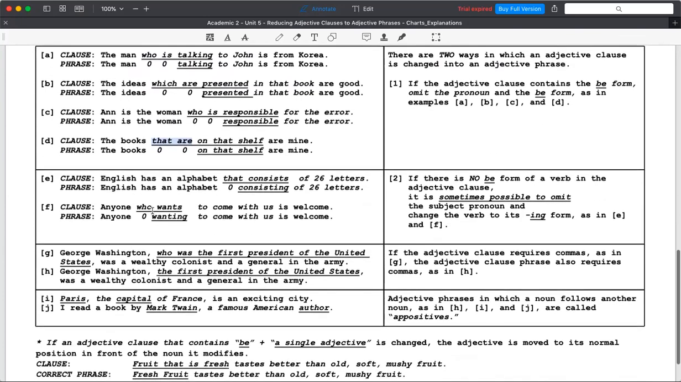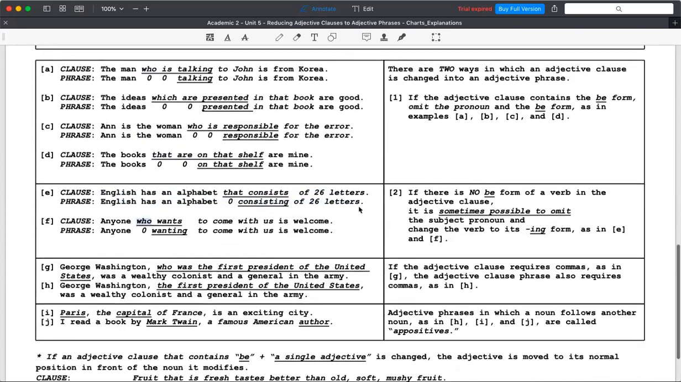But if I have just the verb and there's no verb be, like "English has an alphabet that consists of 26 letters," then I simply eliminate the pronoun. I create a better sentence: "English has an alphabet consisting of 26 letters." So far, so good? No questions? So make sure that you eliminate the pronoun to create a phrase.